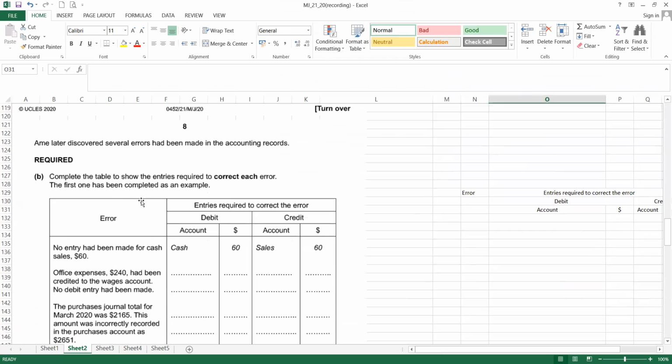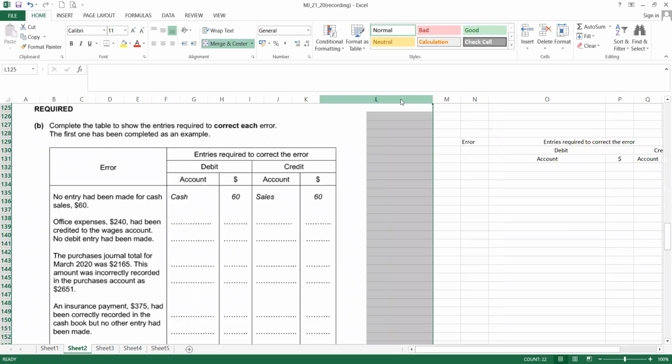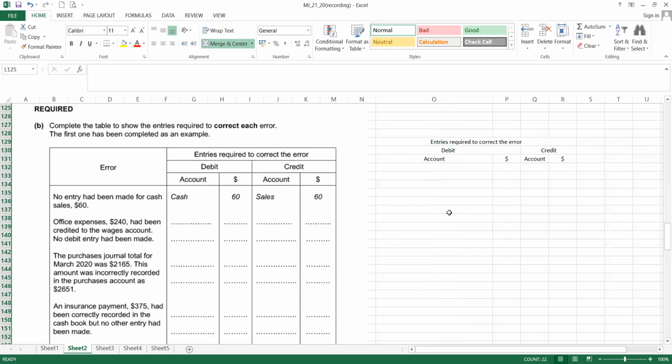Okay, here they say Amy later discovers several errors have been made in the accounting record. So complete the table to show the entry required to correct each error. That means we have to put through an adjustment to make all these corrections. For example, no entry has been made for the cash sales. So this is an omission. So we have to debit cash, credit the sales. So as we see, the double entry needs to be made. So this first one is already done.